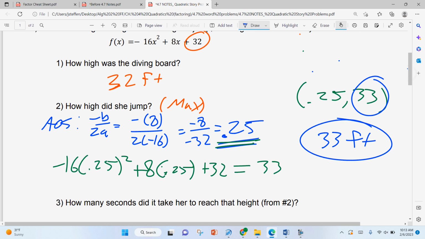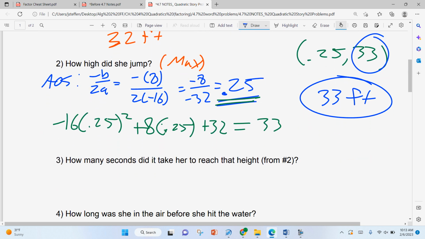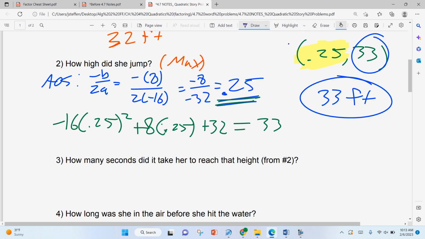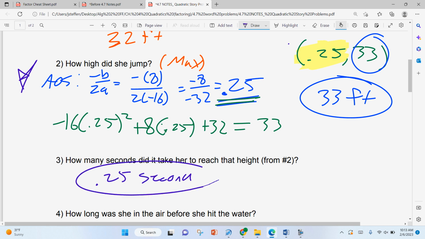So we just talked about this, but part 3, how many seconds did it take to reach that maximum height? Well, that's the x value of that vertex. So you do not need to redo your work. You do not have to redo your axis of symmetry. All you have to do is write 0.25 seconds, and I will see that.